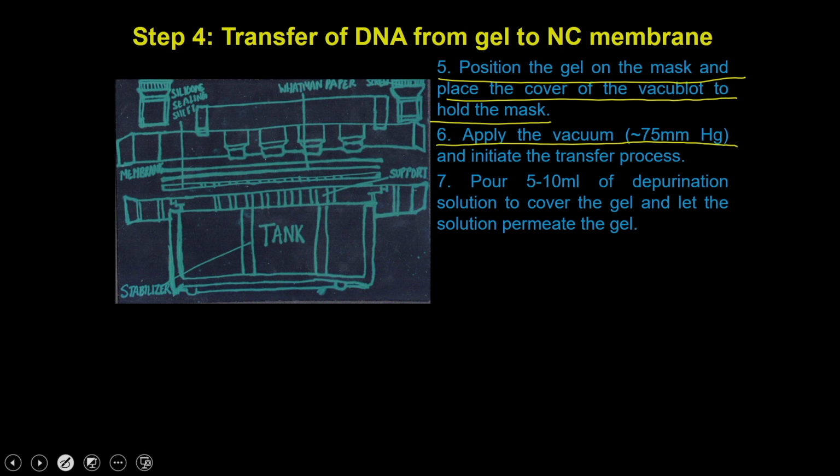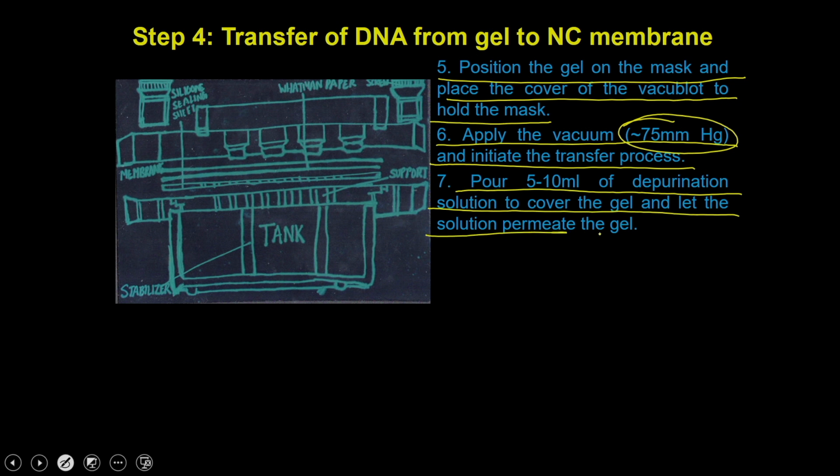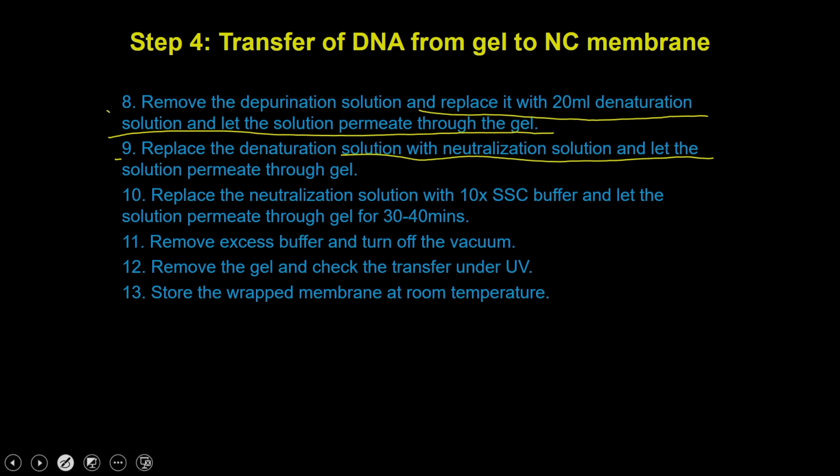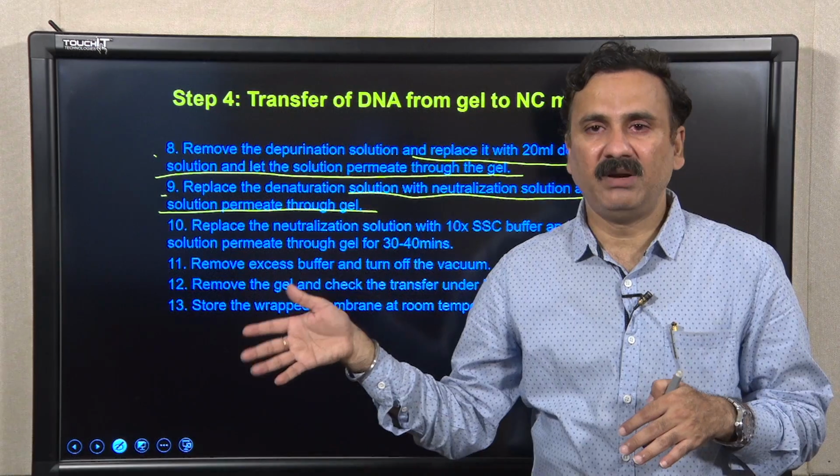Then you apply the vacuum, 75 mm mercury pressure, and to initiate the transfer process you pour 5 to 10 ml of depurinating solution to cover the gel and let the solution permeate the gel, and then you remove the depurinating solution and replace it with the 20 ml denaturing solution and let the solution permeate through the gel. Replace the denaturing solution with the neutralization solution and let the solution permeate through the gel, and by doing so ultimately you are going to see a transfer of the DNA from the gel to the nitrocellulose membrane.